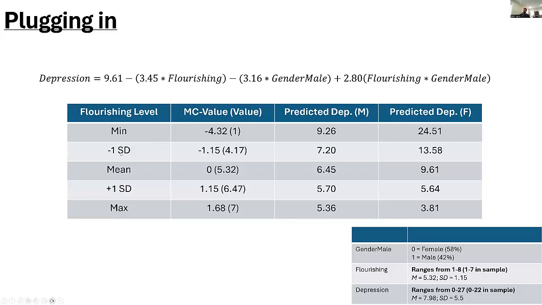Flourishing level: minimum, 1 standard deviation below the mean, mean, 1 above the mean, and the maximum. I put here the mean-centered and the original value of the scale to help give an idea of where we're getting these numbers from. And then we look at our predicted depression for men and for women in our sample. We'll see the trend as we go from the minimum to the maximum of flourishing. Depression goes down slightly for men, but for women, that is a much more pronounced effect. And so this could be used to basically plot out that interaction plot manually.